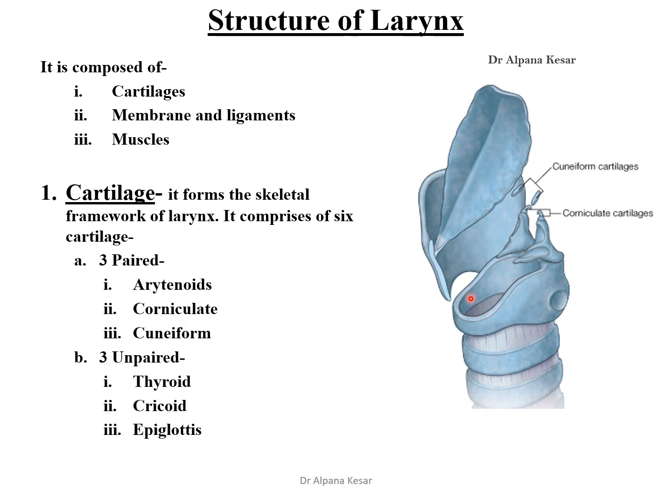This ring-like cartilage is cricoid cartilage, whose lower border marks the lower end of larynx. The 3 paired cartilage are arytenoid, which also gives attachment to vocal cords, corniculate, and cuneiform cartilage.